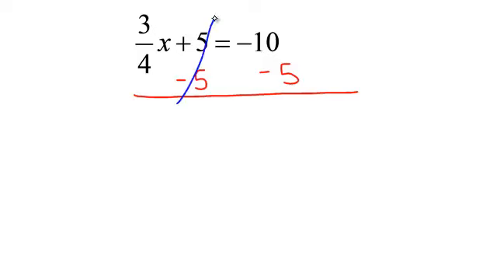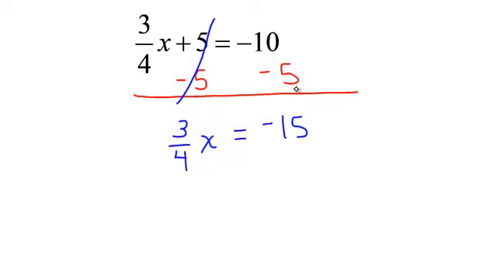What happens to those 5s? You've got it. They cancel out, just like I planned. I will have 3/4 x on the left. On the right side, do not make a careless error here. Negative 10, negative 5, say it in your head. A negative 10, a negative 5, same sign, add, and keep that sign.